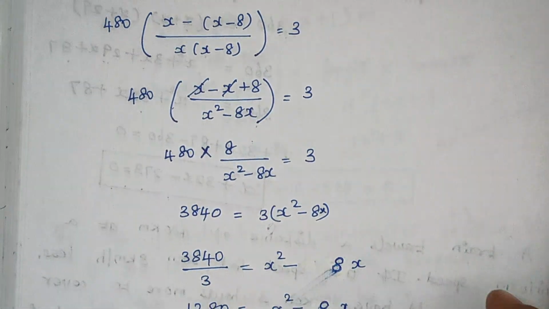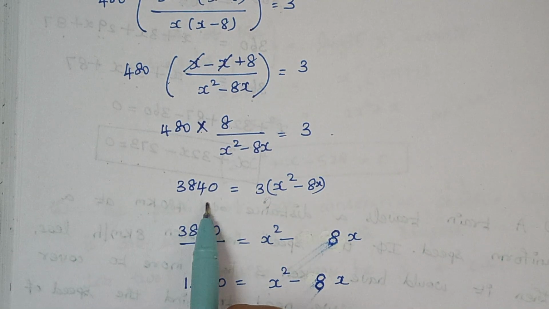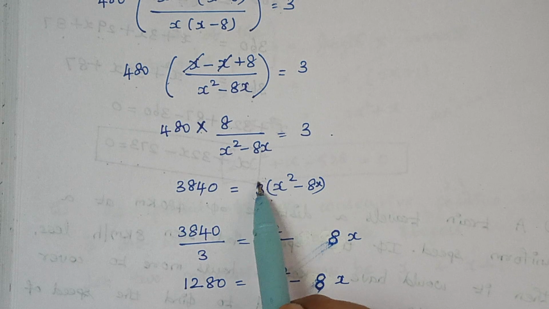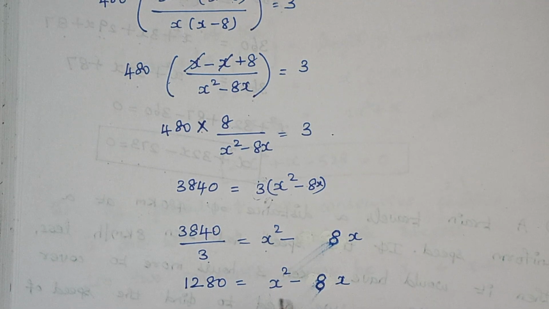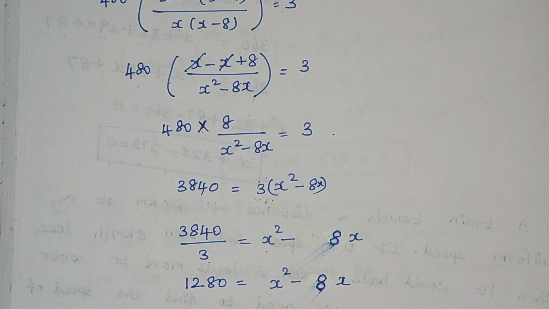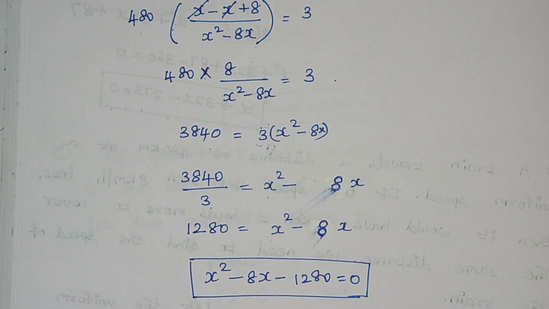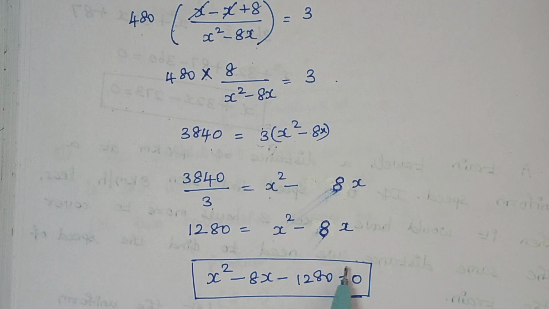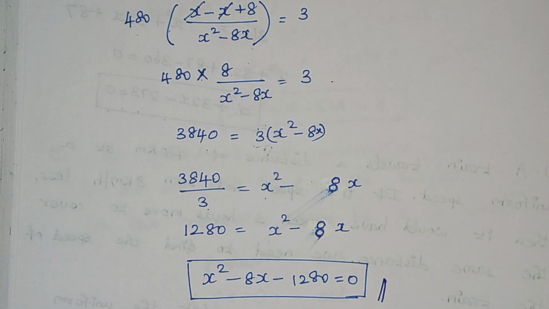So now I am moving this x square minus 8x to the right hand side. So 480 into 8 gives 3840, which is equal to 3 into x square minus 8x. Again I am moving this 3. So 3840 by 3 gives 1280, and here these parameters remain the same. Finally, when you rearrange in the form of a quadratic equation, I have to move this 1280 to the right hand side, because we always prefer a plus x square term, okay, always. So here the final equation is x square minus 8x minus 1280 is equal to 0, and this is the quadratic equation for the given statement.